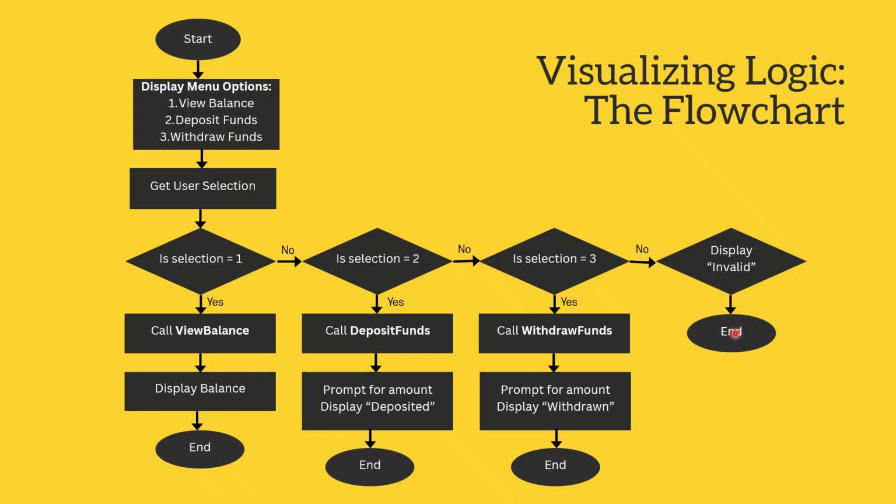And then we are going to have an end symbol. This is going to be our oval to show that the program is finished after displaying results. So after displaying invalid, then we end it. After the withdrawal funds, then we end it. Same here for the deposit funds. We end it after we display deposited. And then for the view balance, once we display the balance, then we end it.